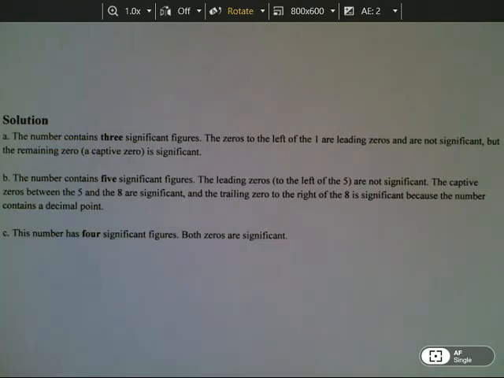And we have a trailing 0. Remember, trailing zeros sometimes are significant, sometimes they're not. What makes the difference is whether or not there's a decimal. If there's a decimal in the value, then a trailing 0 is considered significant. There is a decimal point in this number, so it's considered significant. So we have 4 significant figures.